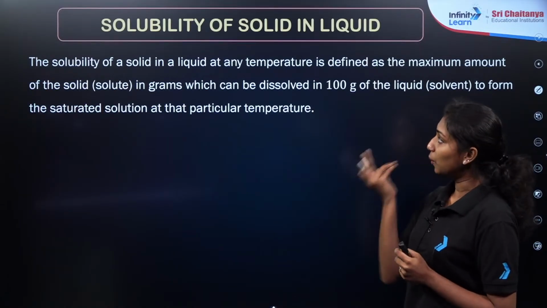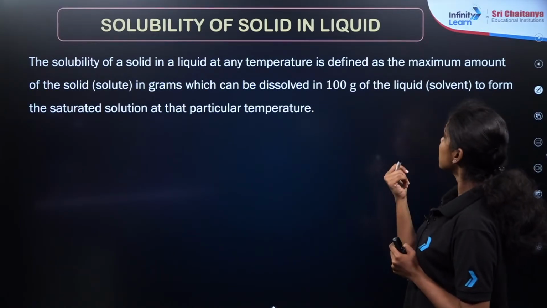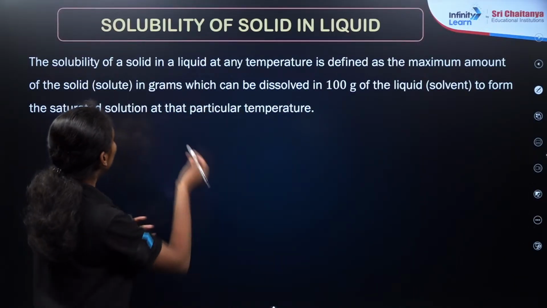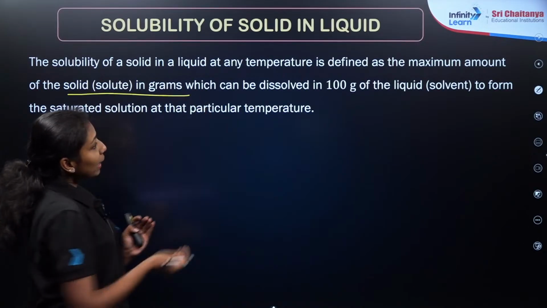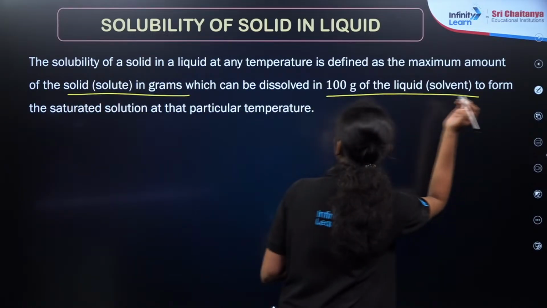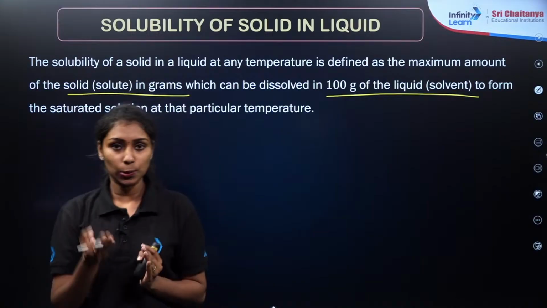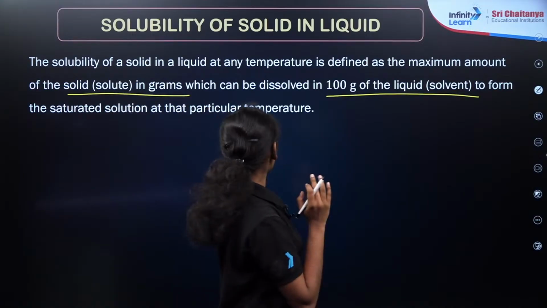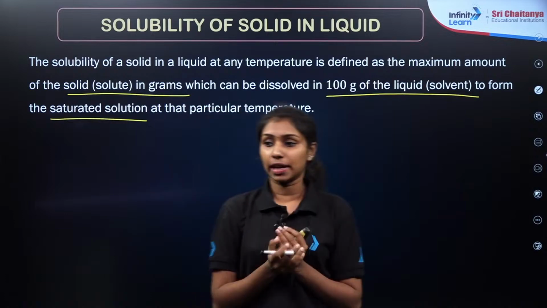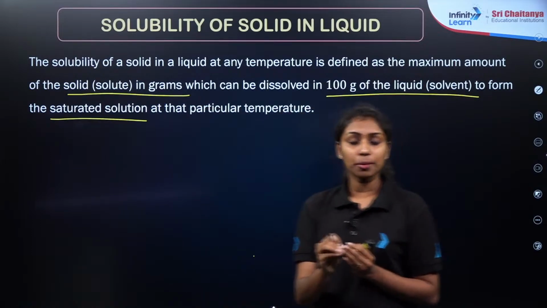Solubility of a solid in a liquid at any temperature is defined as the maximum amount of solid solute, given in grams, that can be dissolved in 100 gram of the liquid solvent to form the saturated solution, where no more solute can be added, at a specified or particular temperature. Clear?